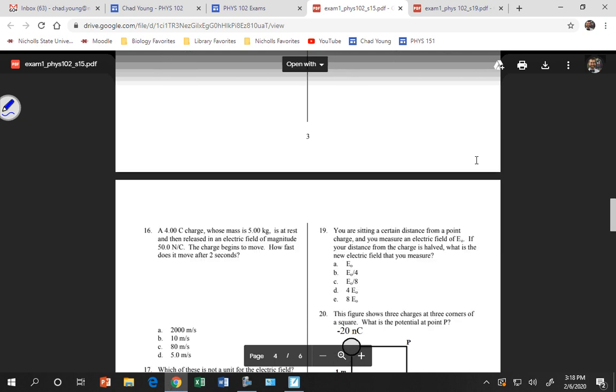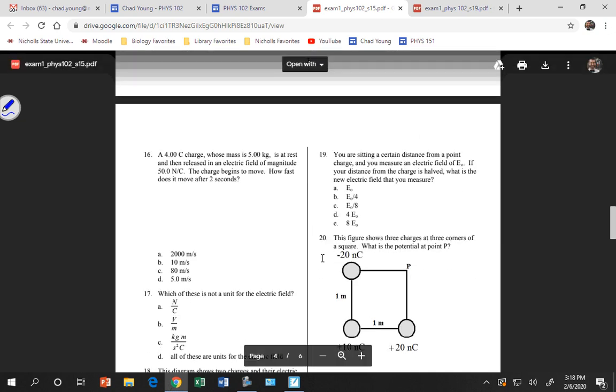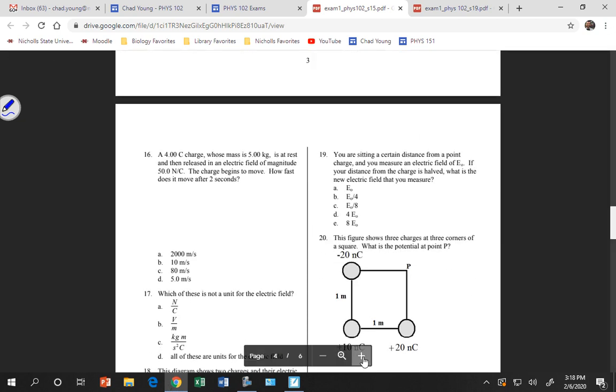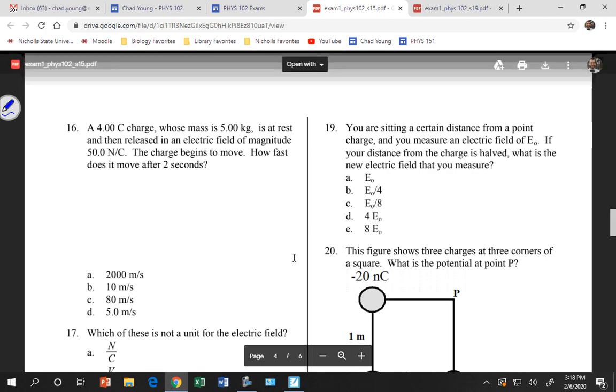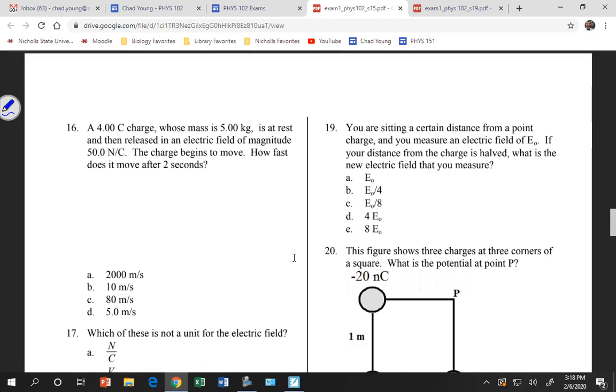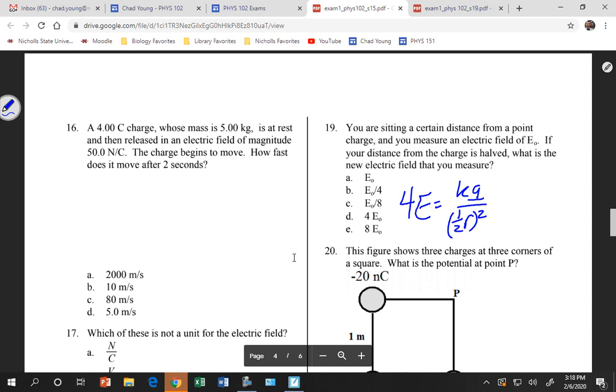All right. You're going to have some questions like number 19. You're sitting a certain distance from a point charge and you measure an electric field of E naught. If your distance is halved, what is your new electric field? So I always write the equation, E equals KQ over R squared. I'm halving the distance. If I halve that, is my electric field going to go up or down? It's going to go up, right, by a factor of 4. So D is the right answer.